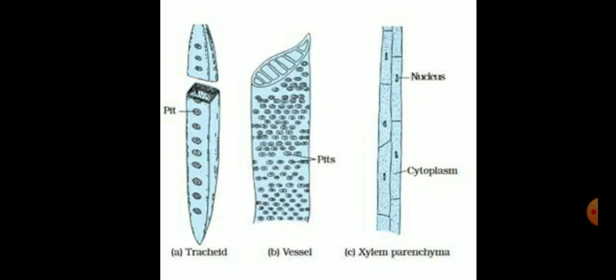Then we discussed xylem parenchyma. I told you xylem parenchyma are living cells and they store food and nutrients. You can see the nucleus is given, and the cytoplasm is also there. So the xylem parenchyma are living cells. And the xylem fibers are simple fiber-like cells. They are dead cells, as we discussed. I hope it is clear.